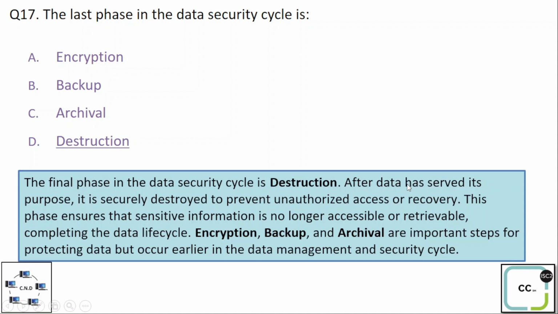After data has served its purpose, it is securely destroyed to prevent unauthorized access or recovery. This phase ensures that sensitive information is no longer accessible or retrievable, completing the data life cycle. Encryption, backup, and archival are important steps for protecting data but occur earlier in the data management and security cycle.